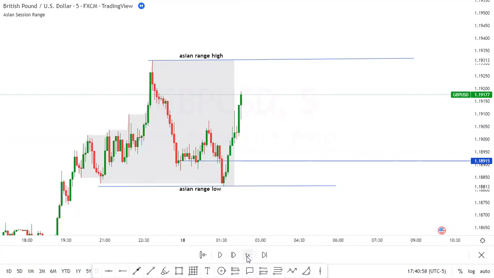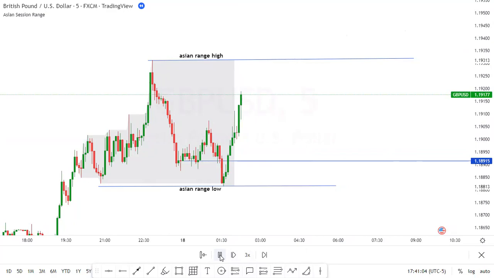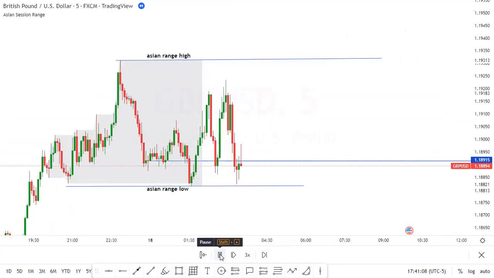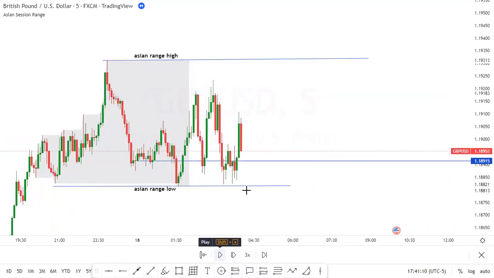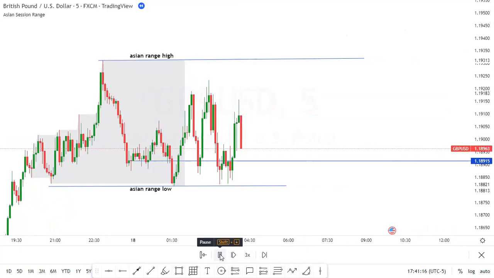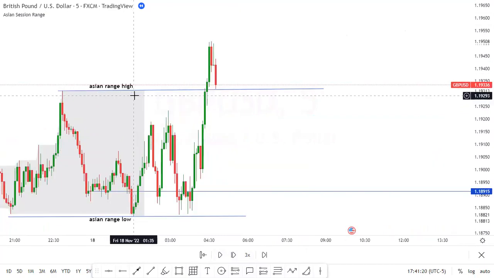Let's increase the speed. No, this is not the Asian range low. This Asian range low has still not been taken. So let us see. There you see, the market has taken out the Asian range high.